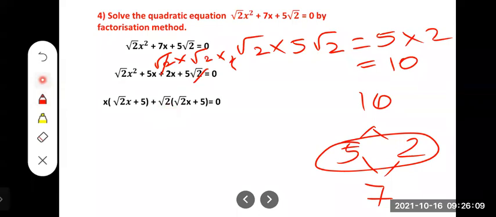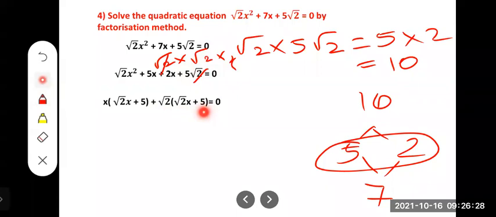Clear, children? This root 2 is common. So I have taken that common outside. So what is remaining here? Root 2 is remaining, x is remaining. So this root 2x you write over here. Plus, here what is left out? 5. So write over here.